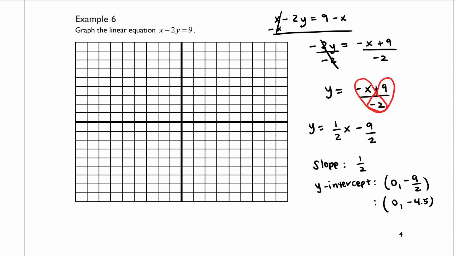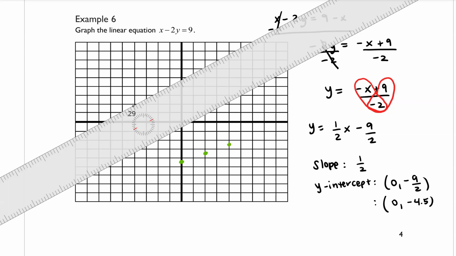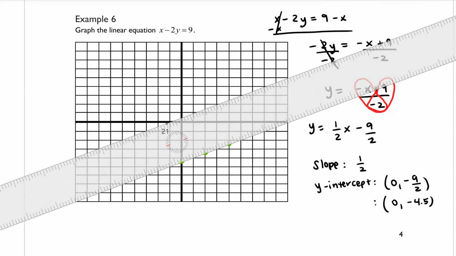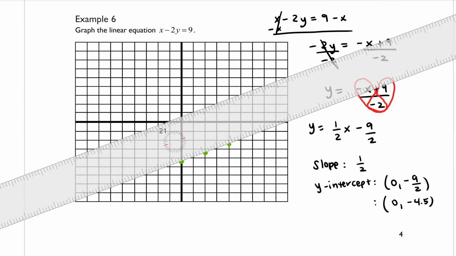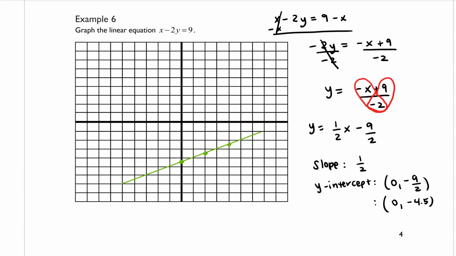So let's plot our y-intercept first. So I'm going to go down 1, 2, 3, 4, and then halfway between negative 4 and negative 5. So that'd be about right there. And then our slope is 1 over 2. So I would go up 1 unit over 2 units, up 1 unit over 2 units. And then I'm just going to pull out my ruler so that I can connect those. So my graph would look something like that.